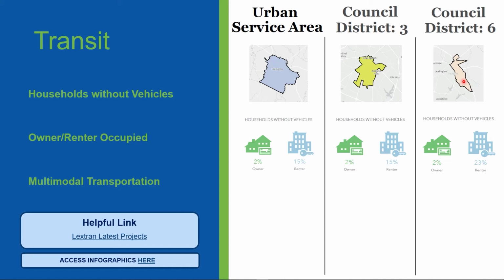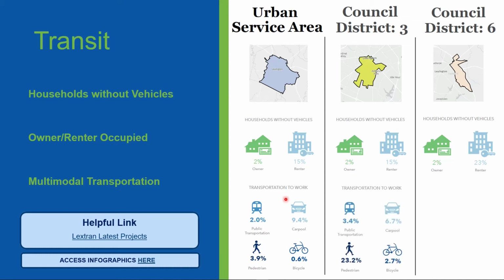So let's look at how the current population is using transportation. In the urban service area, about 2% of the population uses public transportation, about 9% carpools, about 4% walk, and not even 1% bicycle, which kind of breaks my heart, but it's cool. It isn't surprising to see that in District 3, the UK vicinity, many more people walk at about 23%, and bicycle at almost 3%.